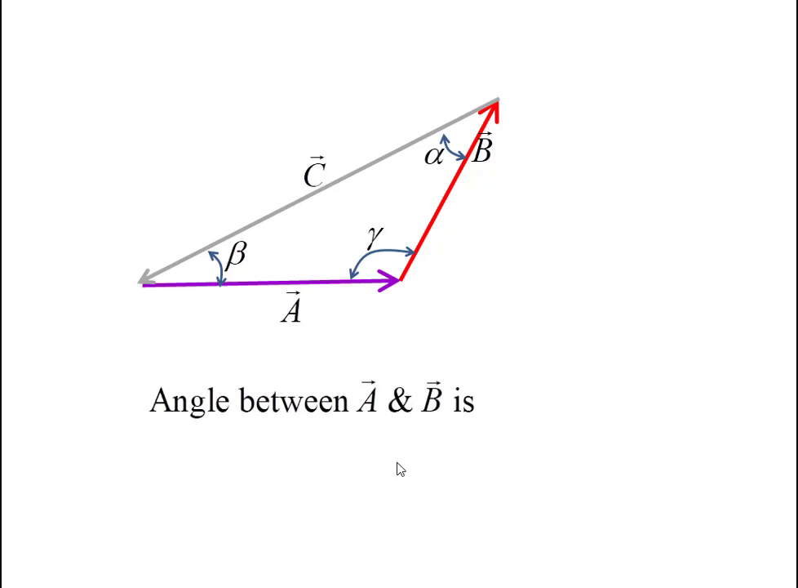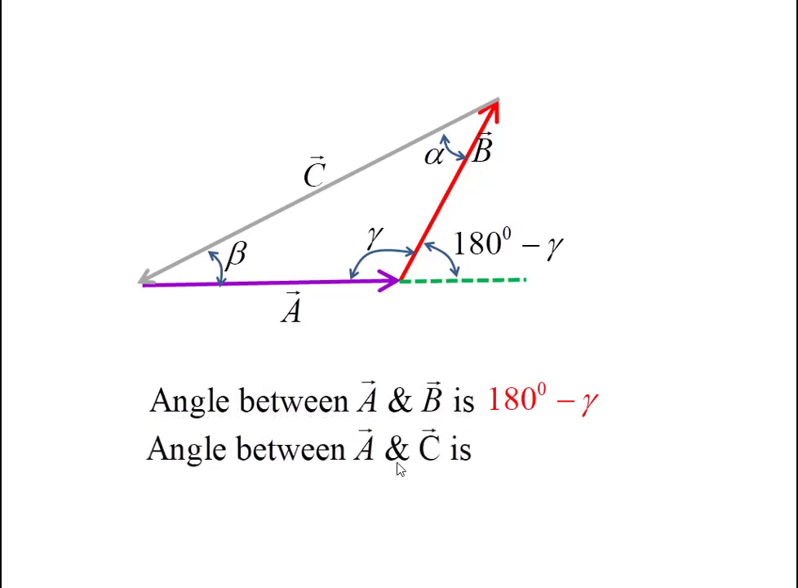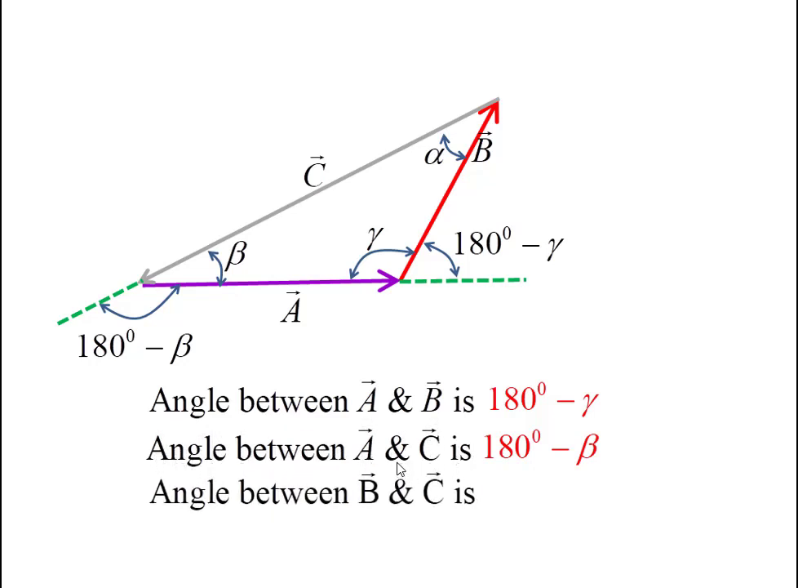And then the angle between vector A and vector B, by making an extension to this vector A, becomes 180 degrees minus gamma. And the angle between vector A and vector C, by extending this vector C, becomes 180 degrees minus beta. The angle between vector B and vector C, by extending vector B, becomes 180 degrees minus alpha.